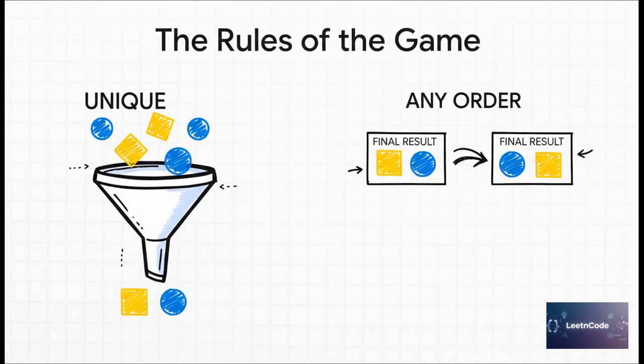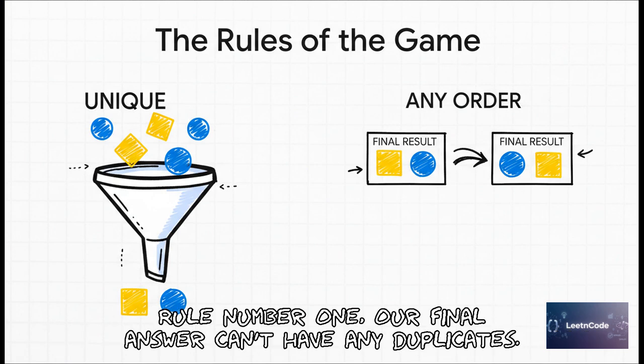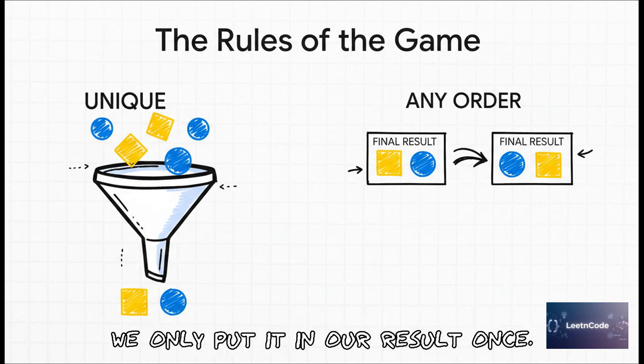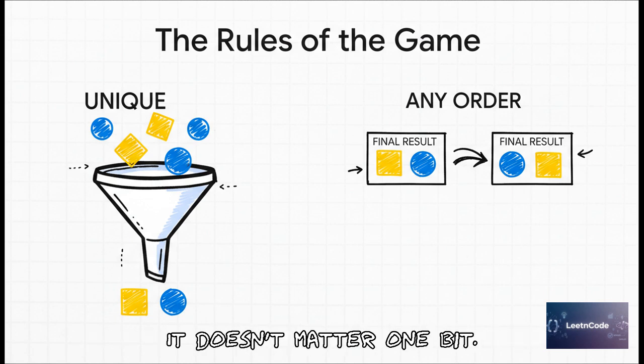Simple as that. Now, like any good challenge, we've got a couple of rules we have to follow. Rule number 1, our final answer can't have any duplicates. Even if the number 2 shows up 10 times in both lists, we only put it in our result once. And rule number 2, the order of the numbers in our answer, it doesn't matter one bit.